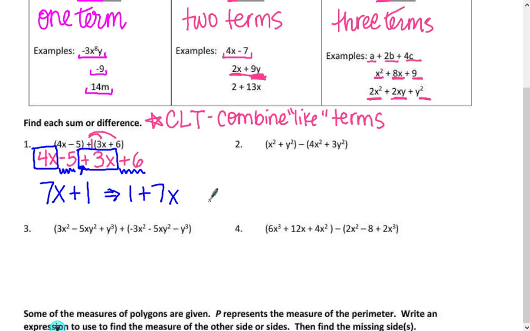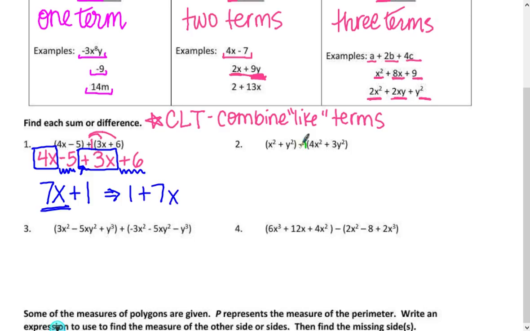However, a true mathematician will always list their variables first in alphabetical order and in order of the degree power. Now, if you don't officially do that, that's okay. But if you want to be totally accurate, that's the move you're going to want to make. All right, so let's look here at number 2. Now, this one is a difference. We're subtracting it, saying this minus this.